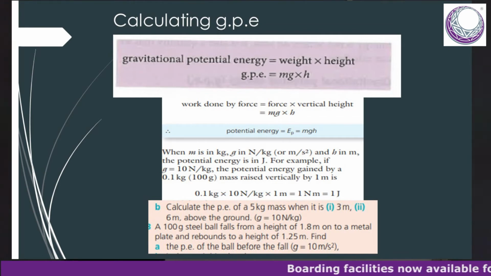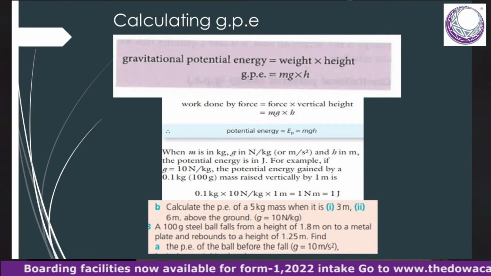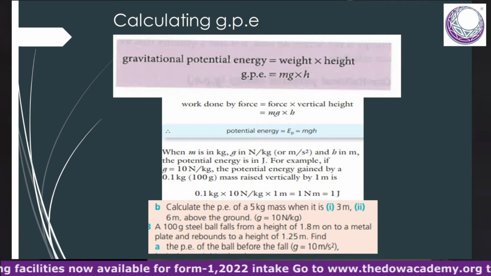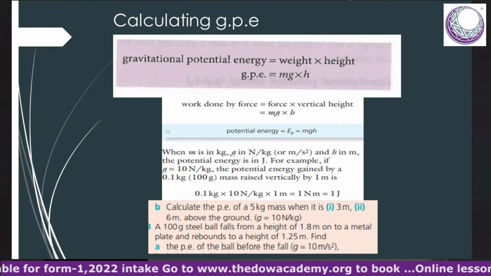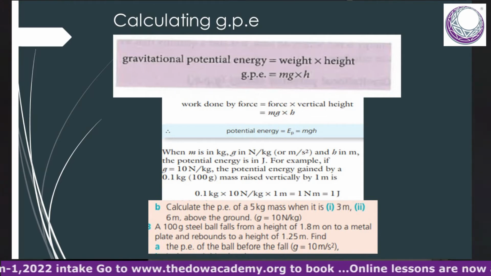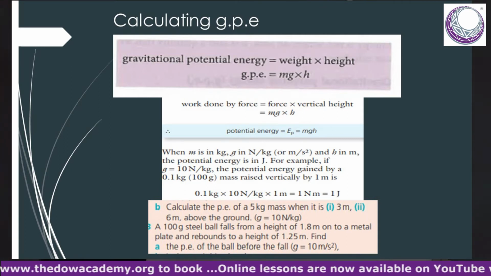Then we've got another one: a 100-gram steel ball falls from a height of 1.8. Then you are supposed to calculate the g.p.e there. What is of interest in this question is the mass recorded in grams. Please take note there. There's a conversion which you have to do.